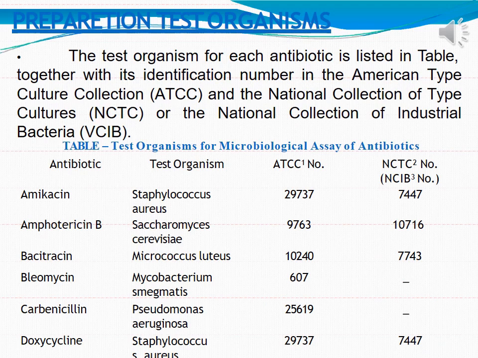Now this slide gives you an idea about preparation of the test organisms. Now for each antibiotic, the test organism that needs to be used is also fixed. So for example, if you are using amic acid as your standard antibiotic, you are going to use Staphylococcus aureus. So ATCC is a kind of a library in which all kind of microorganisms are available and they are given a specific number. So if you are referring to ATCC library, 29737 will always denote that the strain of the microorganism is your Staphylococcus aureus.